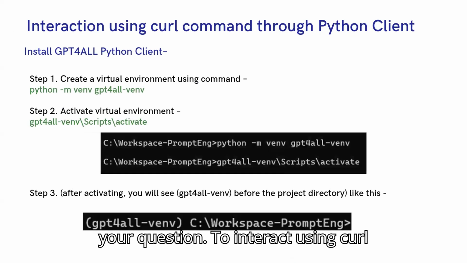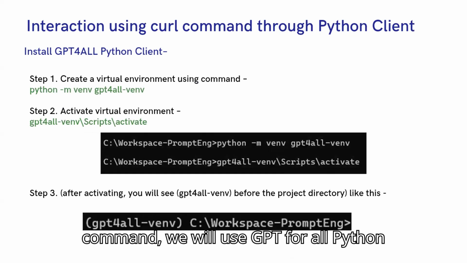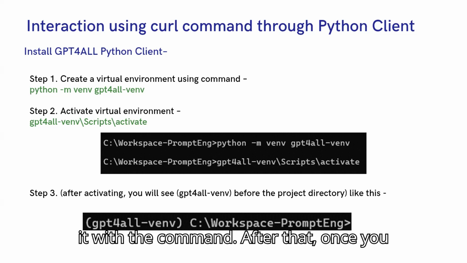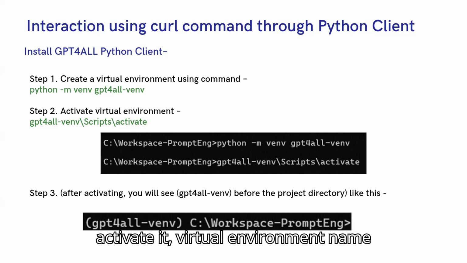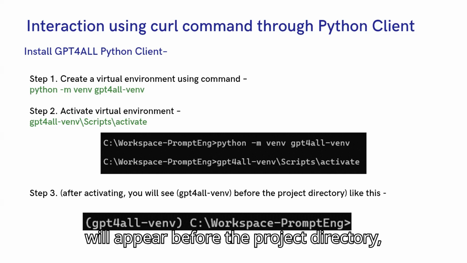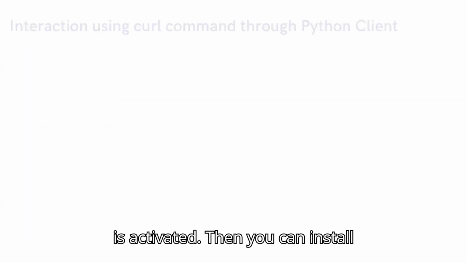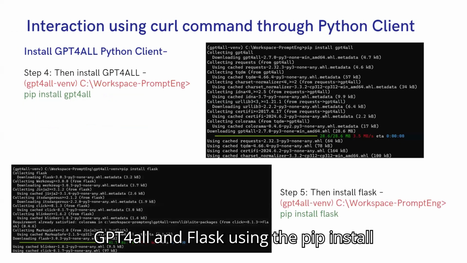To interact using curl commands, we will use the GPT4All Python client. Firstly, we will create a virtual environment using the command python -m venv. I have created a GPT4All virtual environment. Now I'm activating it with the command. Once you activate it, the virtual environment name will appear before the project directory, which means that your virtual environment is activated. Then you can install GPT4All and Flask using the pip install command.